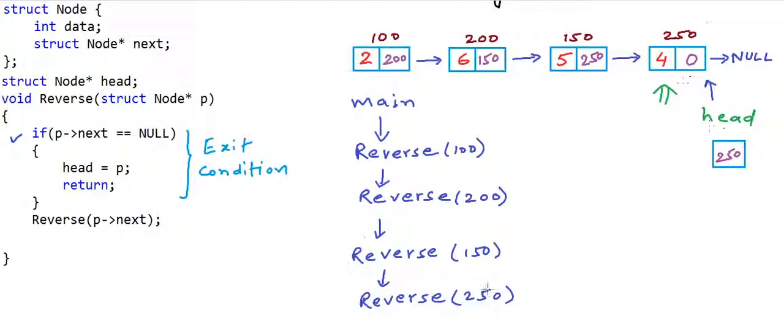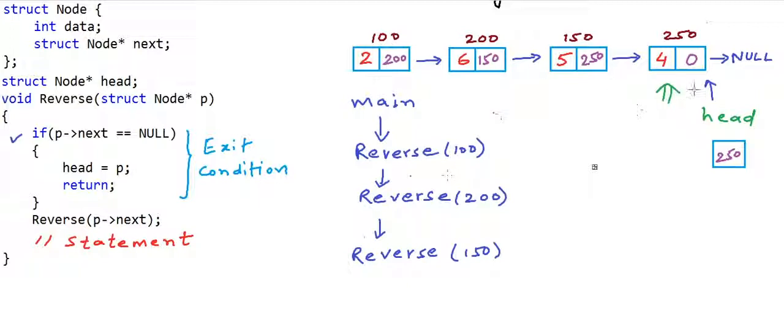Now the call to reverse 250 will finish and we will come back to reverse 150. There is no statement here after this recursive call to reverse function. If there were some statements here, then they would have executed now for reverse 150 after we would have come from reverse 250, and that's how we actually traverse the list in reverse order. If you see, when reverse 250 has finished, the node till 250 is already reversed because head is pointing to this node and the link part of this node is set as null. So till 250 we are already reversed.